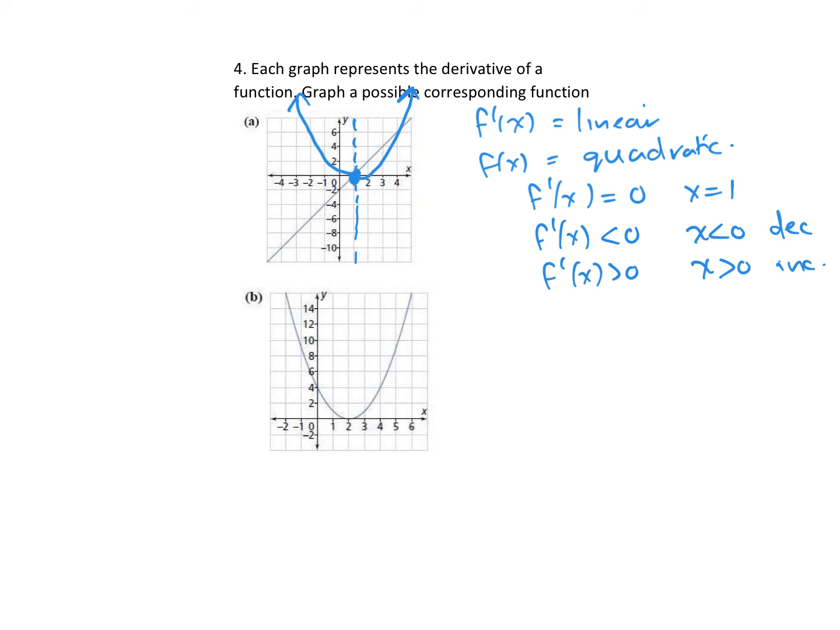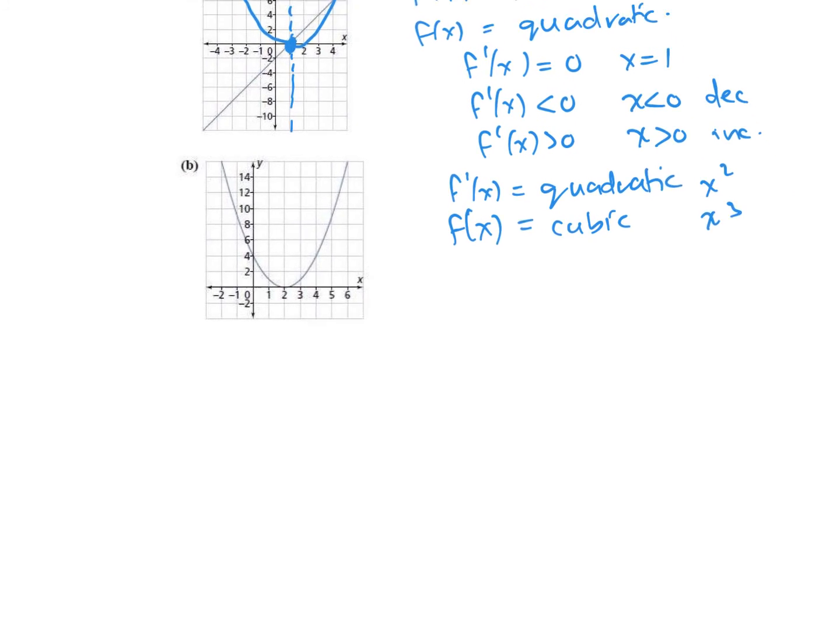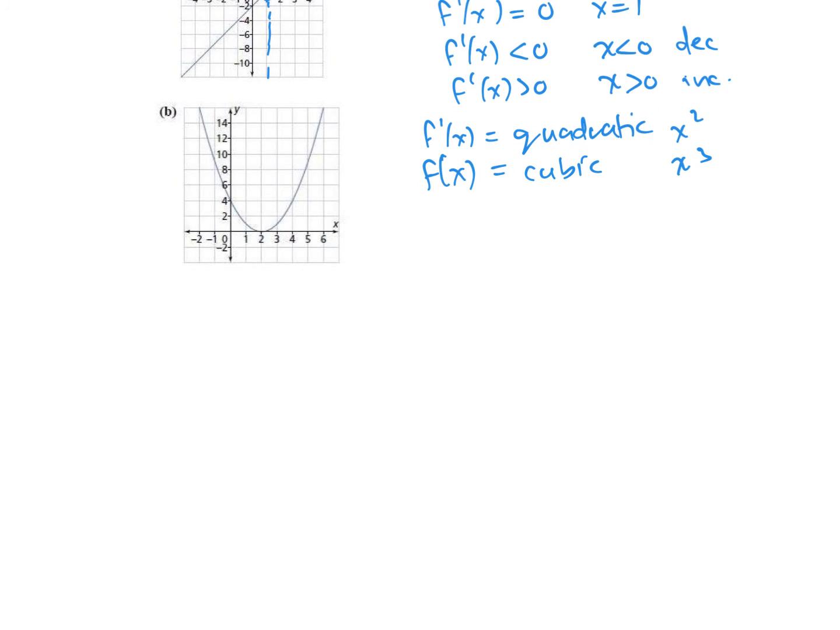Okay, in B we have a derivative that's a quadratic. So that means that the original function must have been a cubic function, right? So one power greater. So that's what we're looking to draw. What do we know here? Well, here is where f prime of x is 0 at x equals 2.